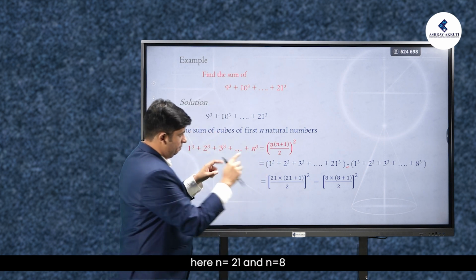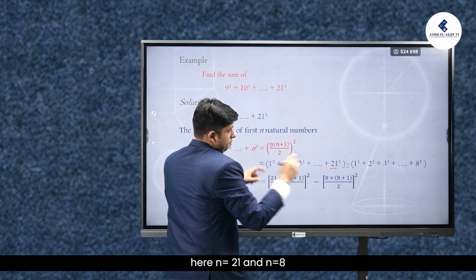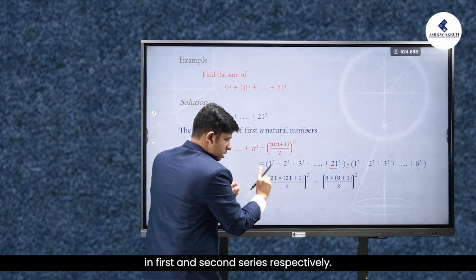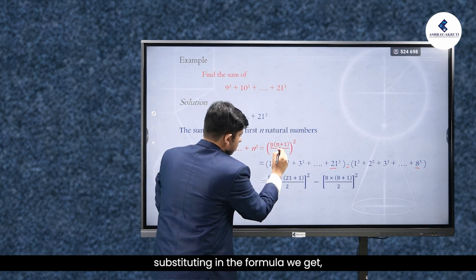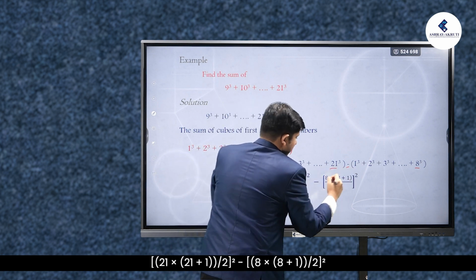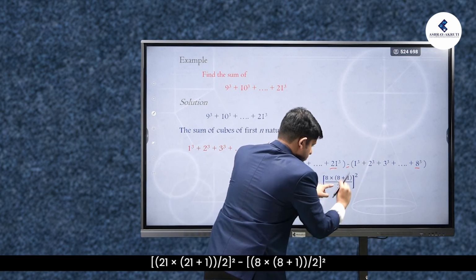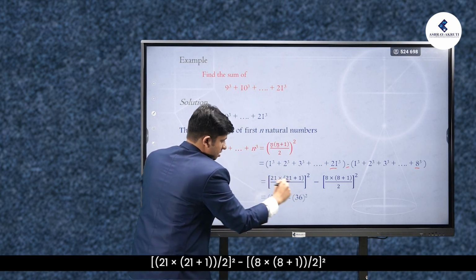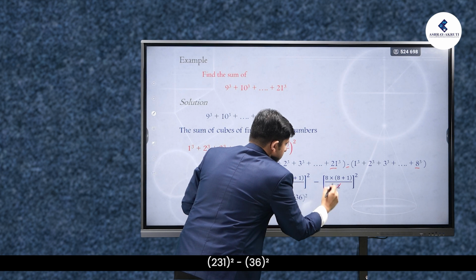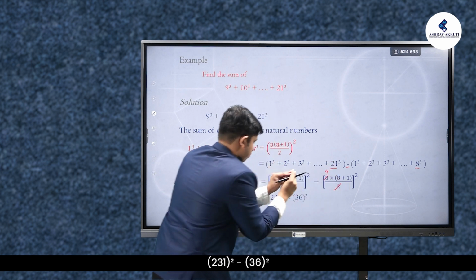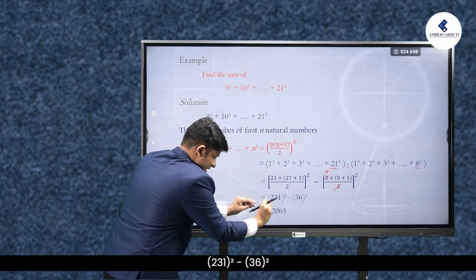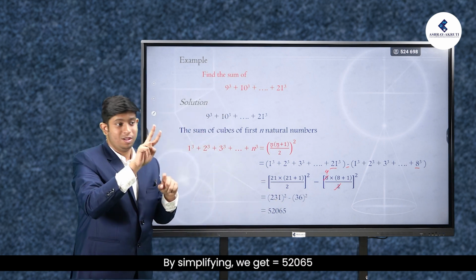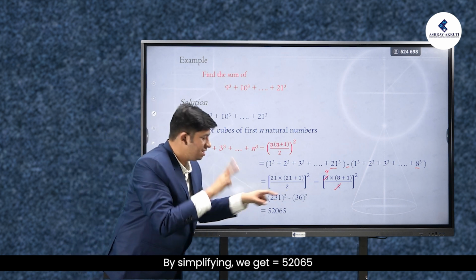Here n is equal to 21 and n is equal to 8 in first and second series respectively. Substituting n value in the formula, we get 21 into 21 plus 1 by 2 whole square minus 8 into 8 plus 1 by 2 whole square, which is equal to 231 whole square minus 36 whole square. By simplifying, we get 52,065.